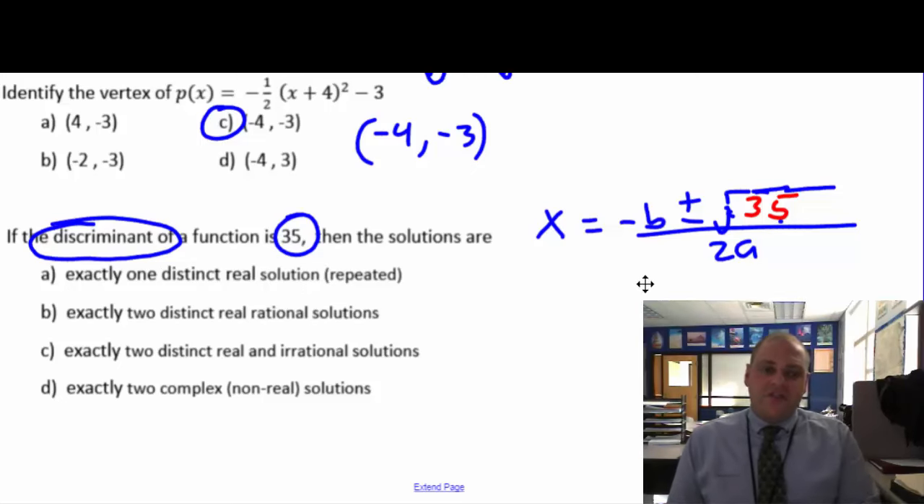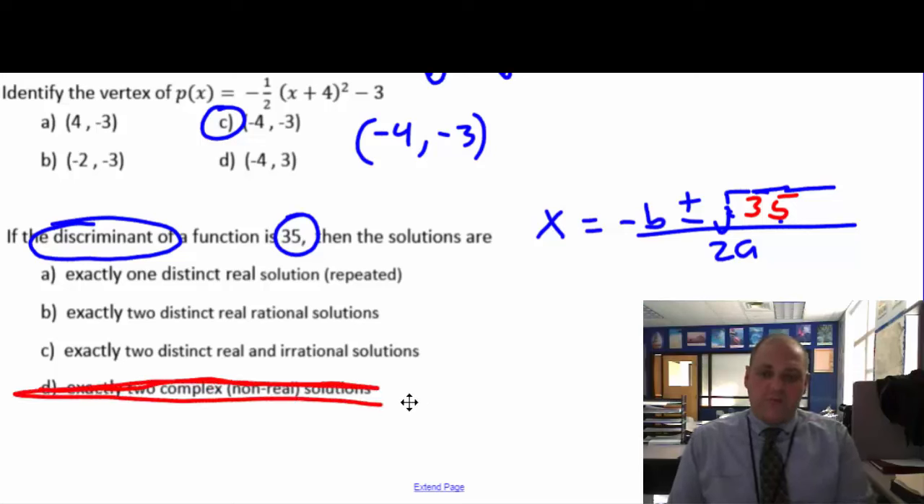Now, what does that mean for the solutions? Well, it's a positive number, so we're not going to get complex solutions because that would only be for a negative number. The only way you're going to get one repeated solution is if that number is a 0. We talked about that, so it's not that one. So we're down to two solutions, because you have plus minus, right?